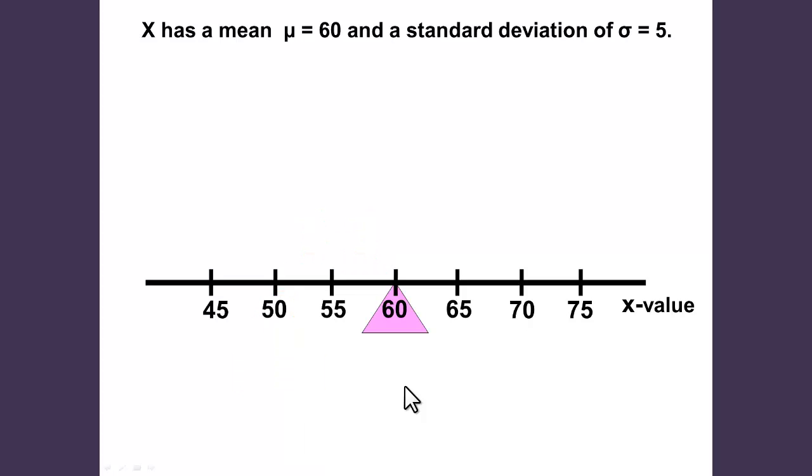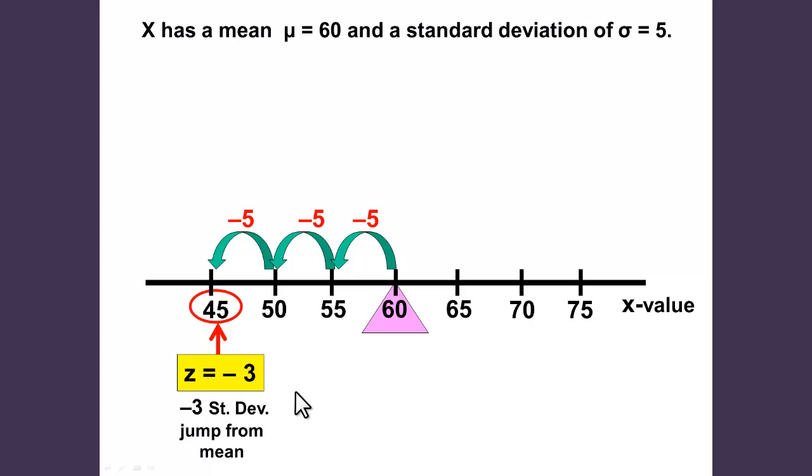To get to 45, we will take 3 standard deviation jumps from the mean of 60: 1, 2, 3, arriving at the x value of 45. This shows us that the corresponding z-score is -3, or -3 standard deviation jumps from the mean of 60.